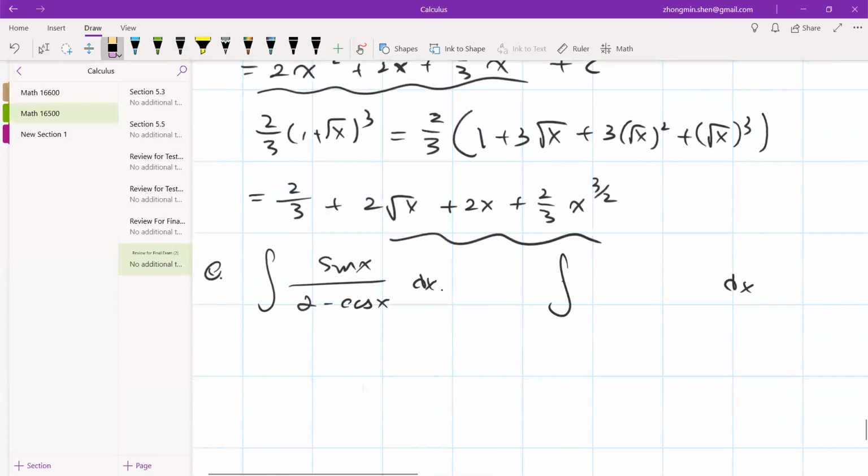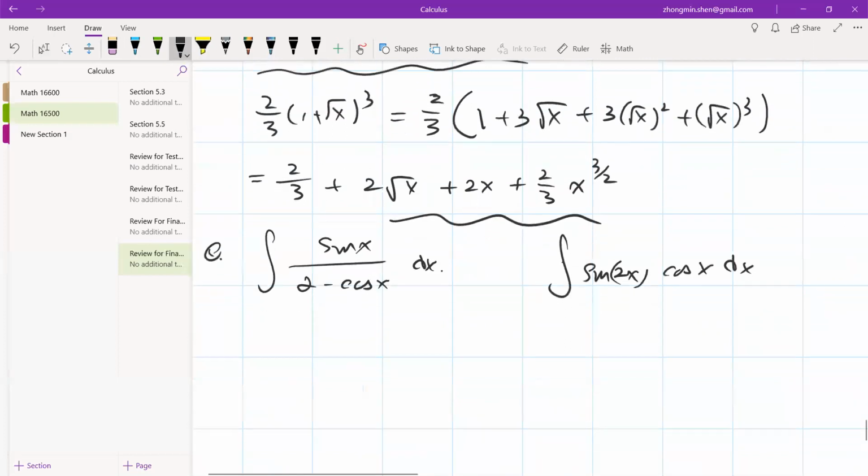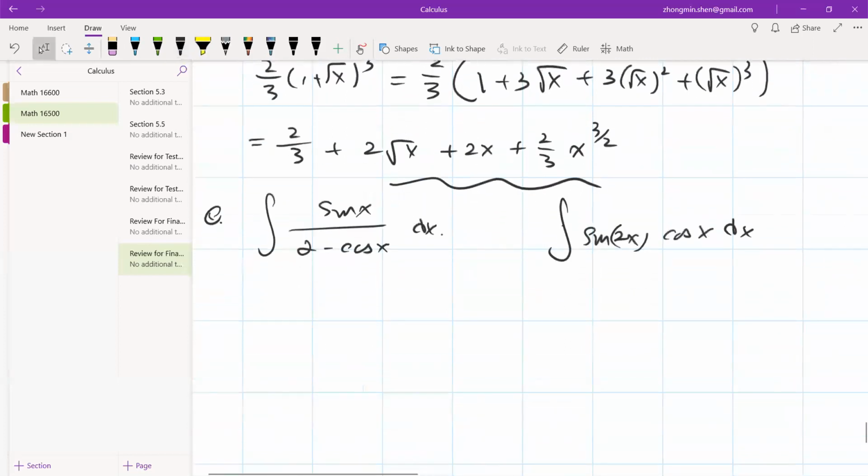So let's change this: sine 2x and then cosine x or sine x, it doesn't matter. You can have the cosine x. And this requires more trigonometric identities, okay? There are 2 types. The first one is easier.